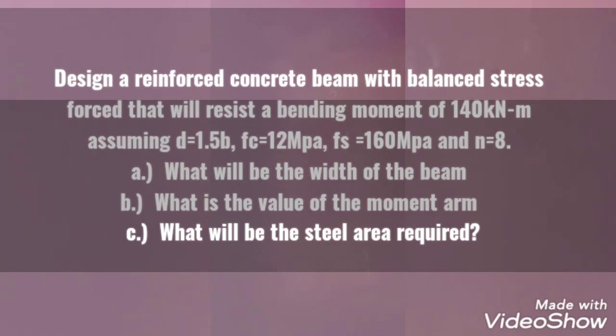So the first problem is to design a reinforced concrete beam with balanced stress reinforcement that will resist a bending moment of 140 kN·m, assuming d = 1.5b, fc = 12 MPa, fs = 160 MPa, and n = 8. The first one that we have to determine is what will be the width of the beam. The next one is what is the value of the moment arm. And the last one is what will be the steel area required.